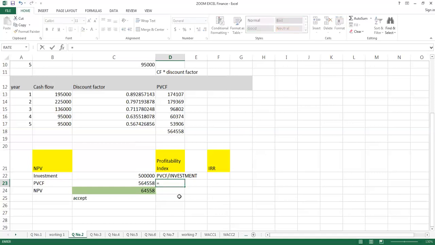So you can see that the present value of cash flow is given: 564. You can either check and take it from here, or you can go back to the present value of cash flow that you calculated here. So this will help you confirm that this is 564. You can take its total sum and divide it by the investment you made. If this answer is greater than 1, then we can accept the project.